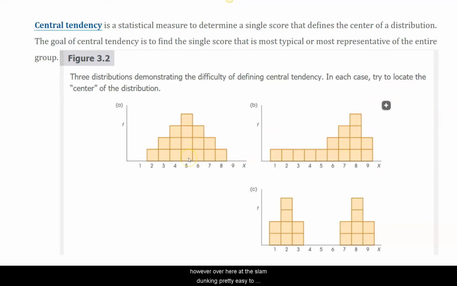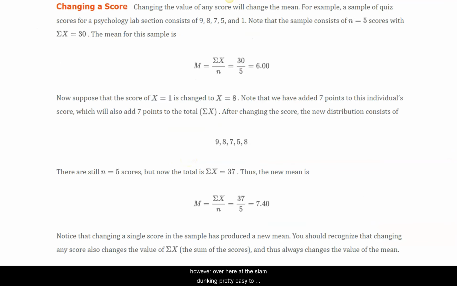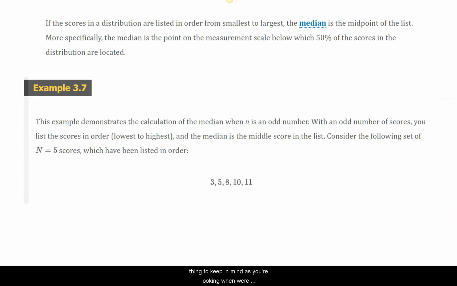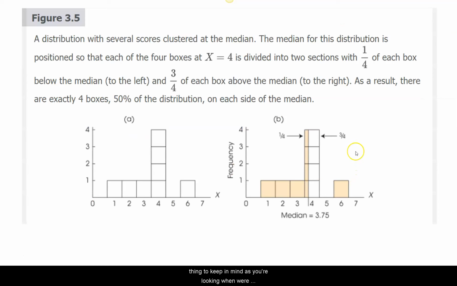However, over here, it's a slam dunk. It's pretty easy. The thing to keep in mind is you're looking, when we're speaking of the median, at the place that bifurcates it exactly in half. Half the boxes fall on one side and half the boxes fall on the other. I would never give you a complex example like this one. However, I want you to recognize where this median is and why it's 3.75.